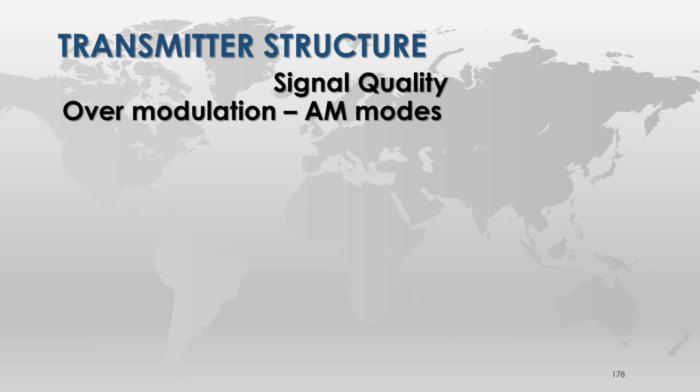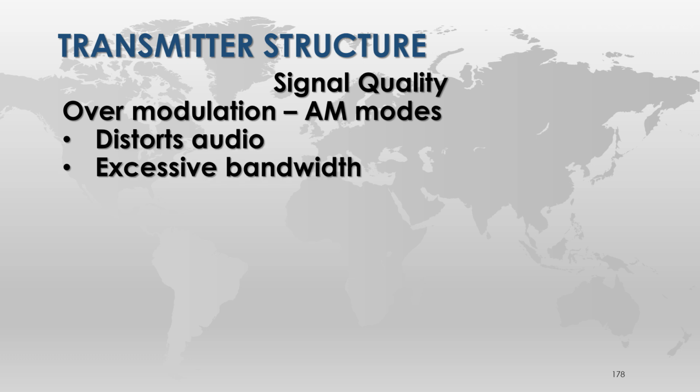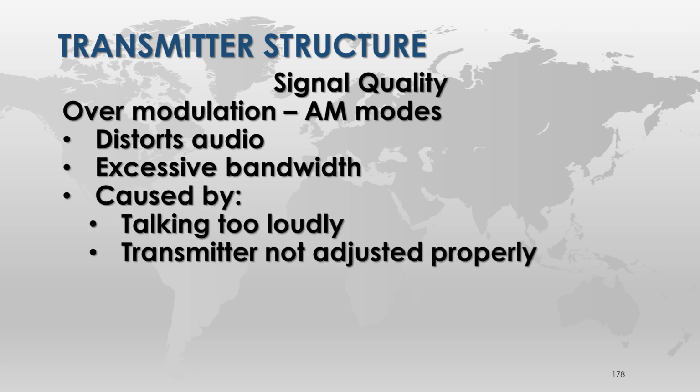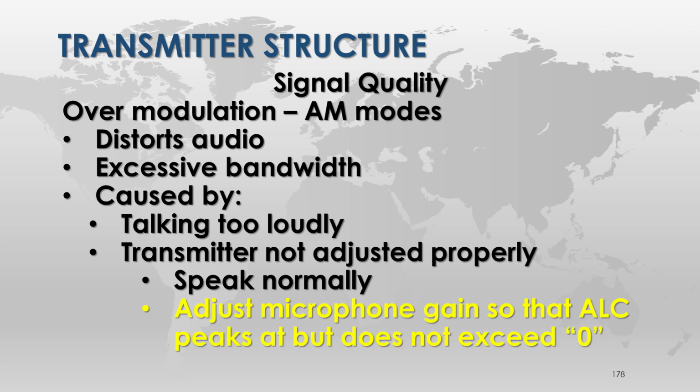Okay, transmitter signal quality. Overmodulation in AM modes distorts the audio, causes excessive bandwidth, and it's caused by talking too loudly or the transmitter not being adjusted properly. Speak normally, and adjust the microphone gain so that ALC peaks at but does not exceed 0. That's in yellow.